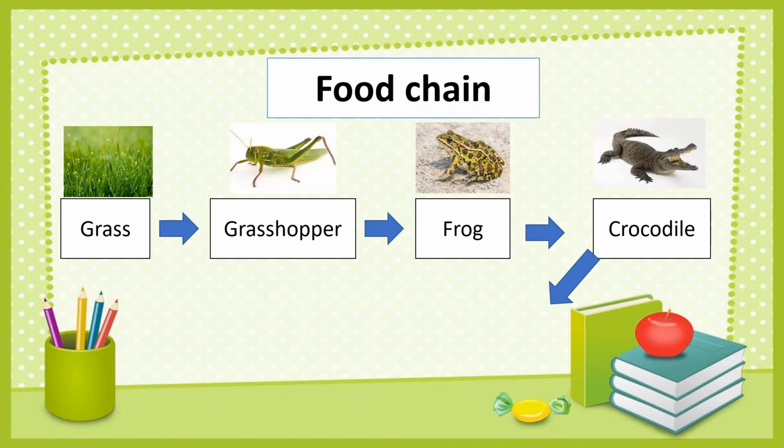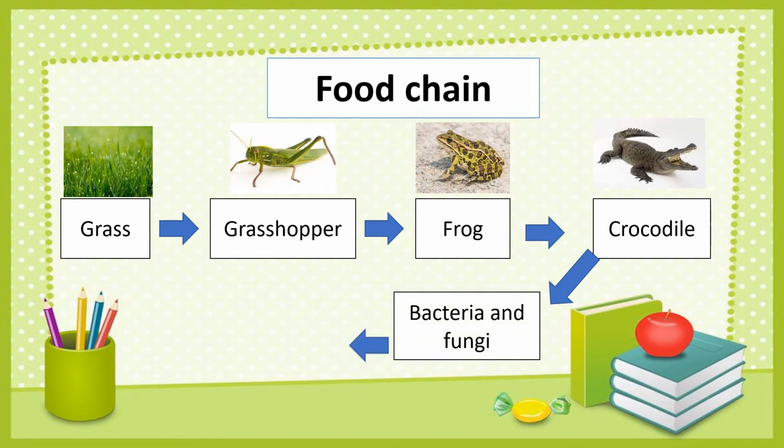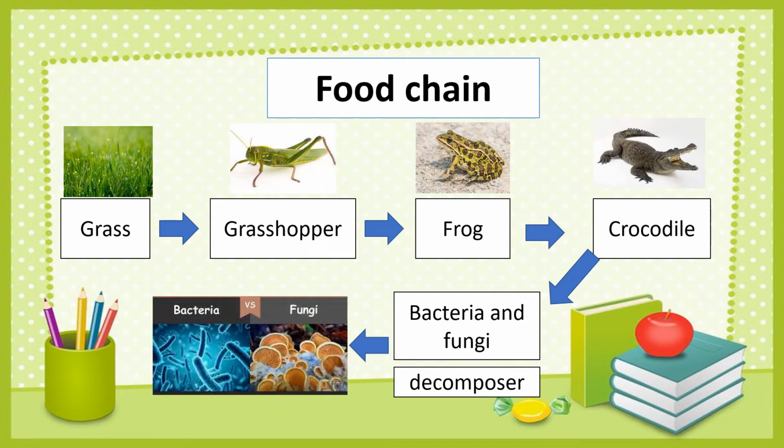And then on the dead body of the crocodile, bacteria and fungi will grow. So this bacteria and fungi that grow on the dead body of the crocodile is what we call a decomposer. Okay? So an example of a decomposer is a bacteria, or we have also fungi. Why? Because a decomposer is a kind of organism that grows on the dead body of living things. Okay, so on the next slide, I will be showing you another example.